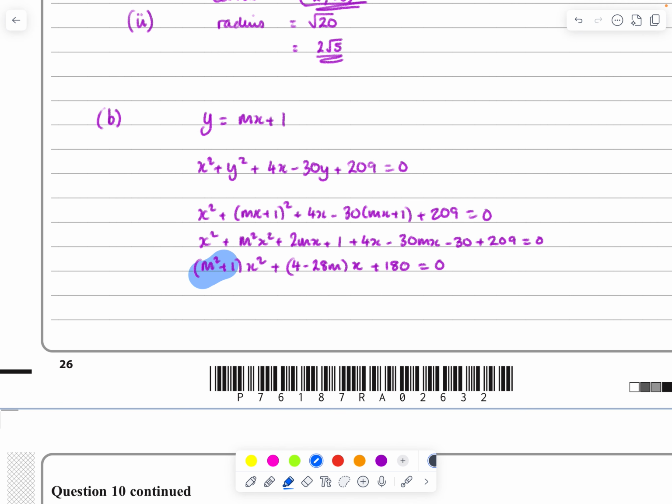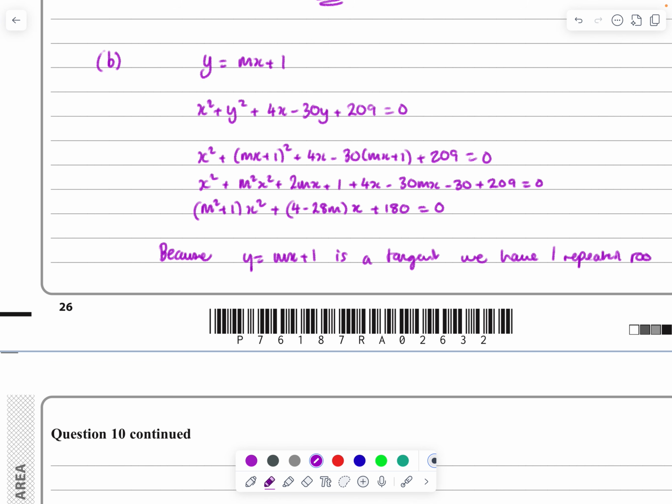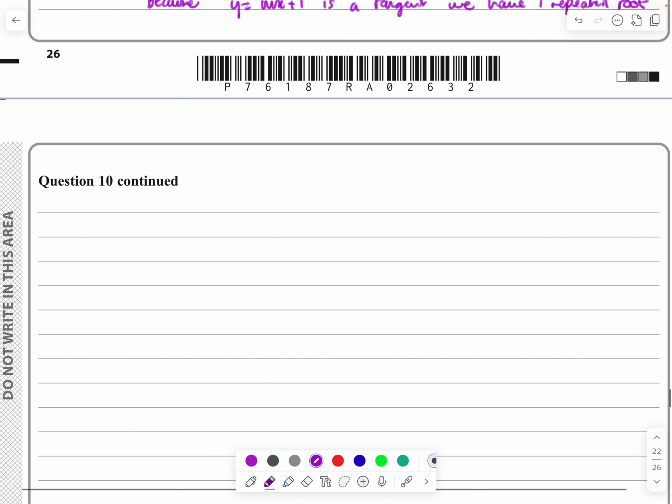Because I wanted x squareds, x's, and a number here, ax squared plus bx plus c, because I know that it's a tangent. And if it's tangent, it means there's just one point where it meets, as a repeated solution. So let's tell the examiner that I know that. Because y equals mx plus 1 is a tangent, we have one repeated root, or in other words, we have b squared minus 4ac equals 0.